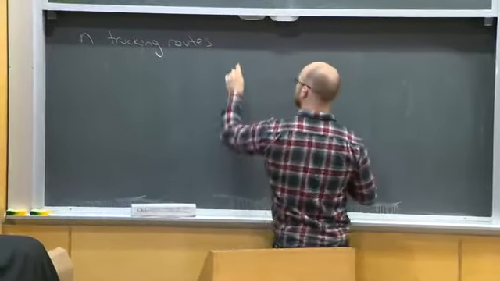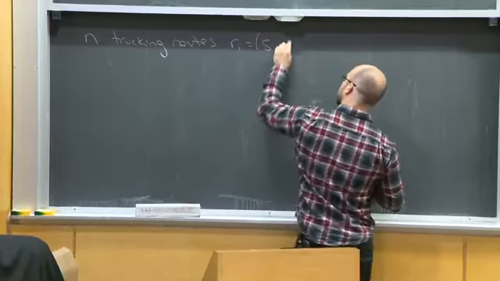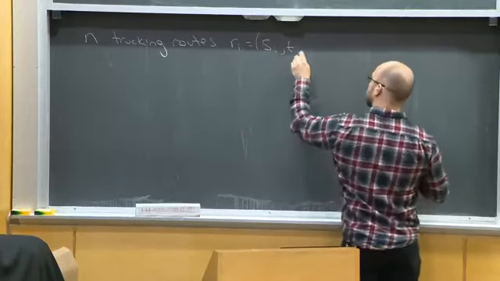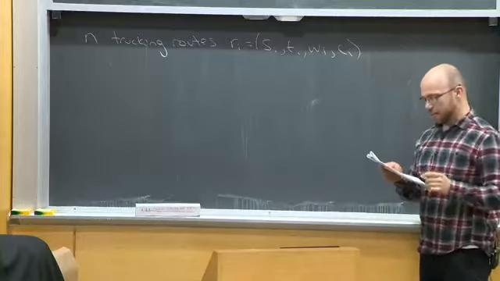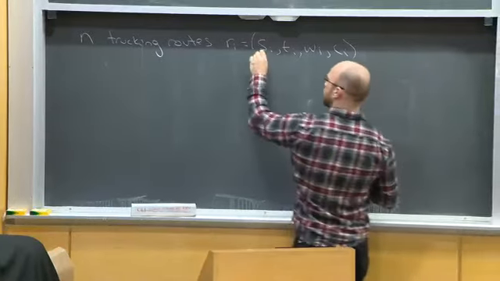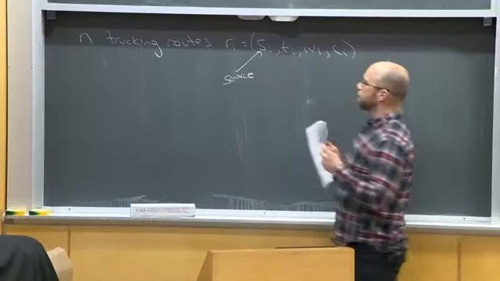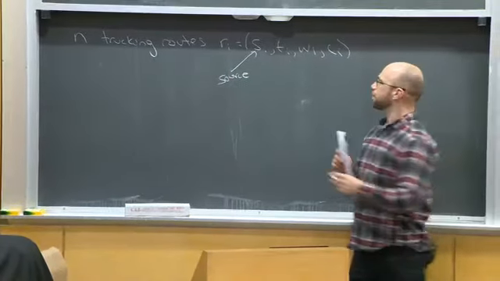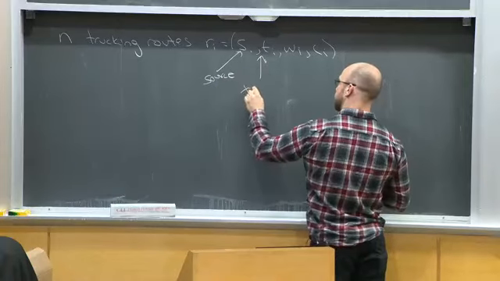And each route R sub i is a tuple (Si, Ti, Wi, Ci). And what are all these things? So here, this is the source of every shipping route, every trucking route here. This is the target, right? So this is where the truck starts. This is where the truck ends.